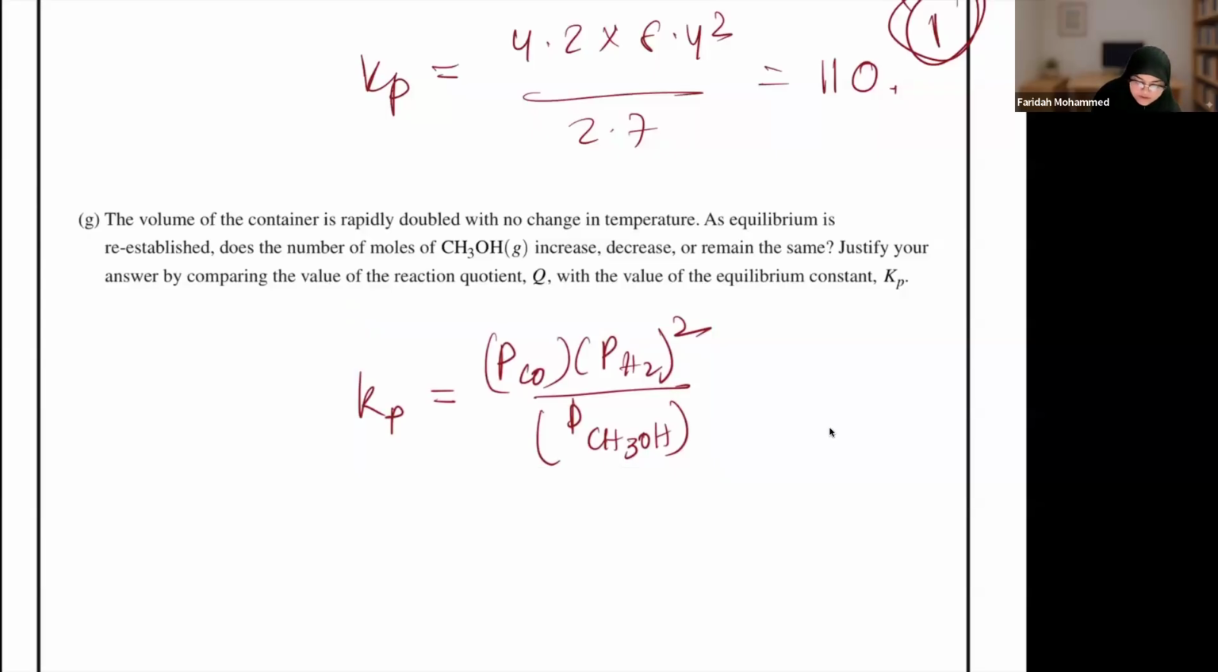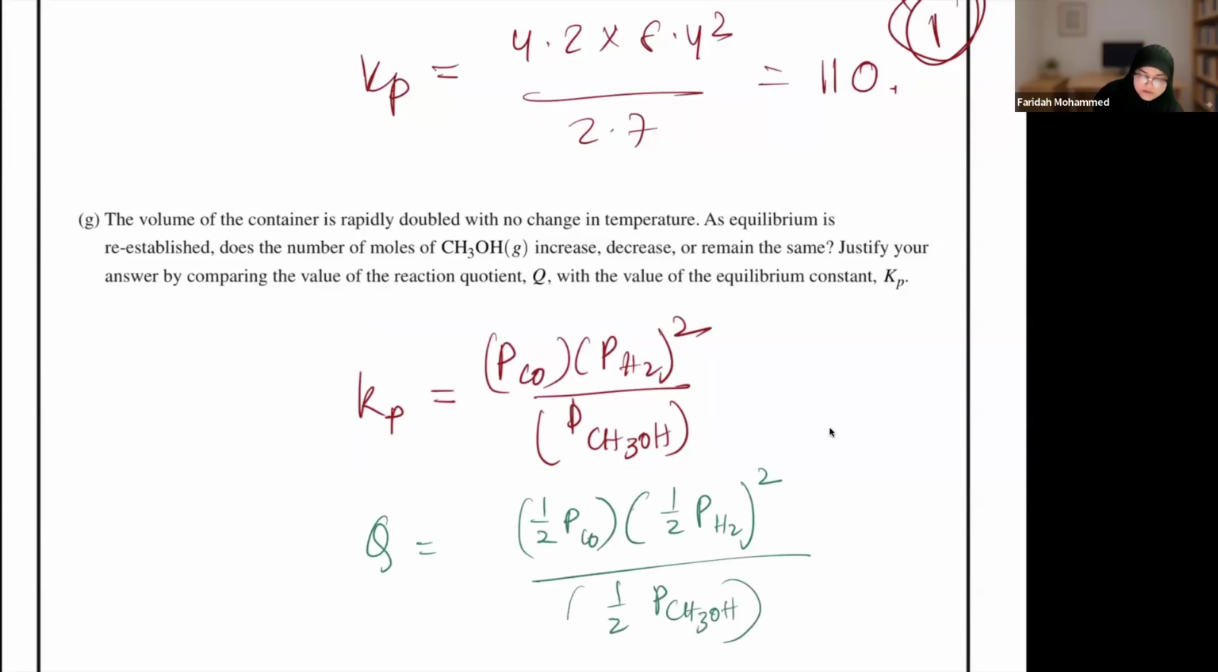So because this is half, what can you do? So the Q would be 1/2 of the P of CO times 1/2 of P of H2 whole square over 1/2 P of CH3OH. Wait, let me explain first the question, okay? The volume of the container doubles, what happens to the pressure? It becomes halved, right? So all the pressures are going to become half.